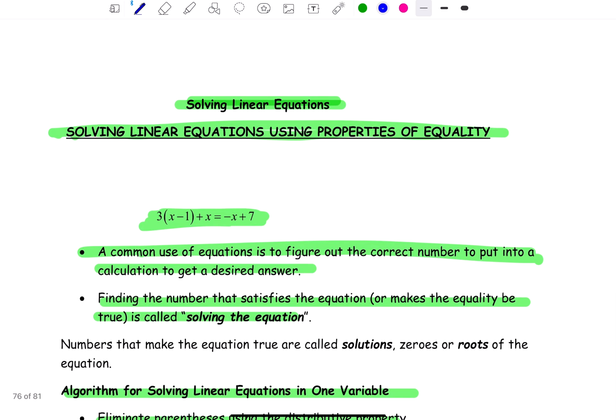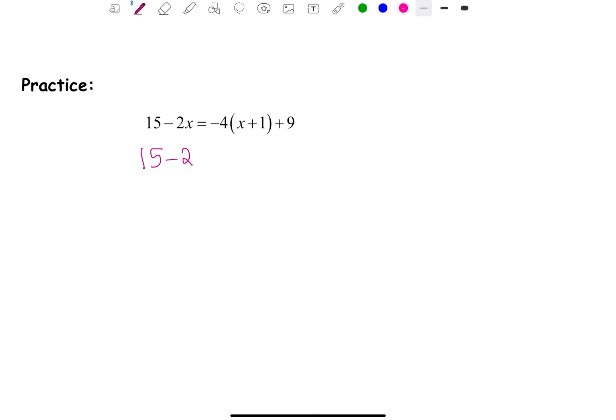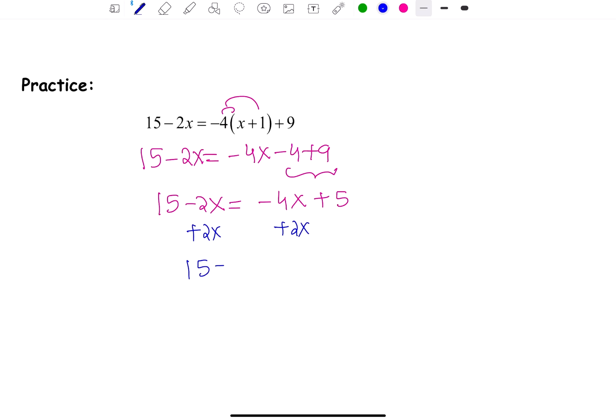Let's see some examples of solving linear equations in one variable. First example: 15 minus 2x equals negative 4 times (x plus 1) plus 9. Step 1 is to distribute the negative 4 on the right hand side inside the parentheses: negative 4x minus 4 plus 9. Next step is to combine the like terms on either side. On the right hand side we have like terms: negative 4 plus 9 is positive 5. Now my goal is to bring the variables to one side, so we can add 2x to both sides. That leaves us with 15 equals negative 2x.